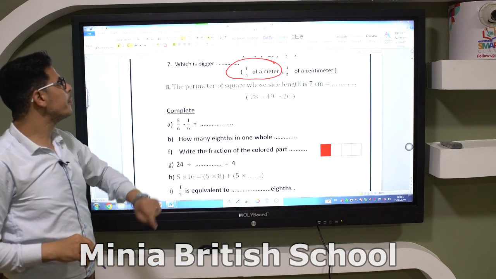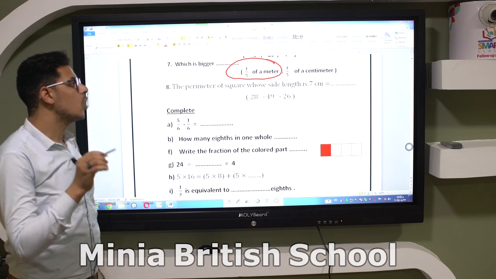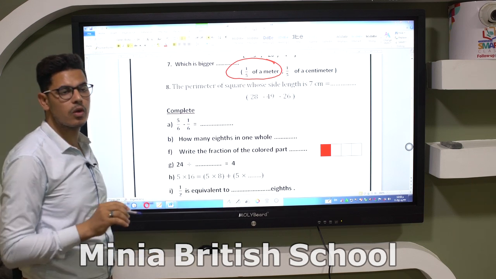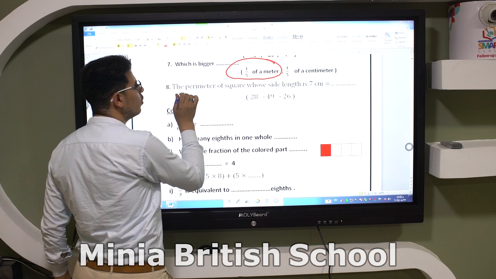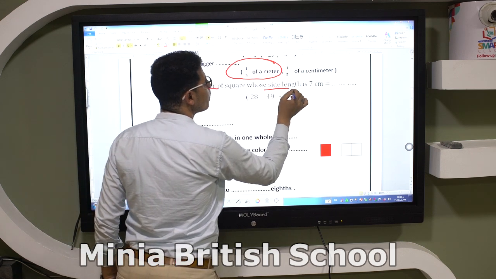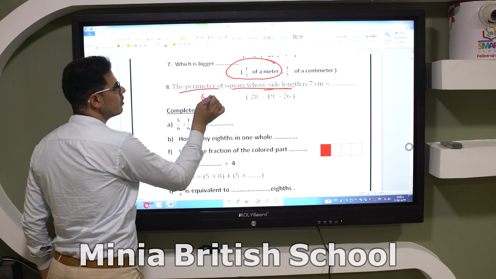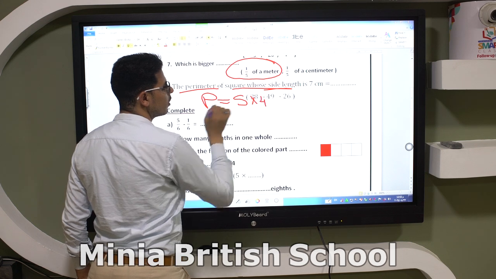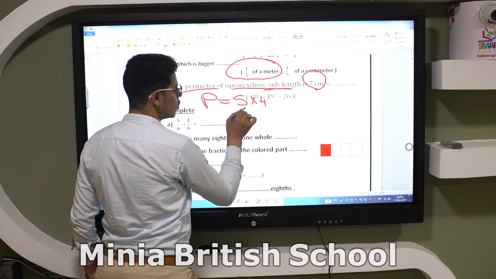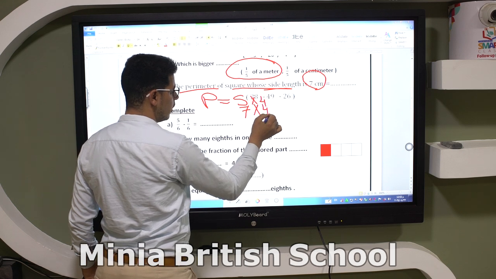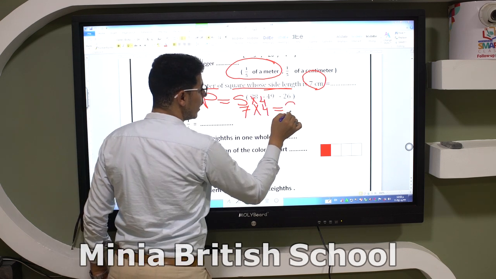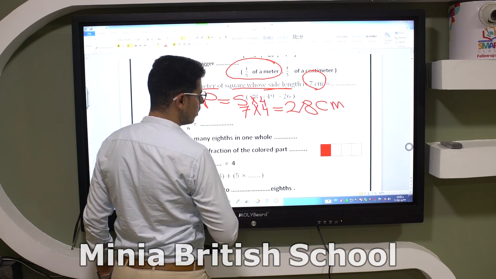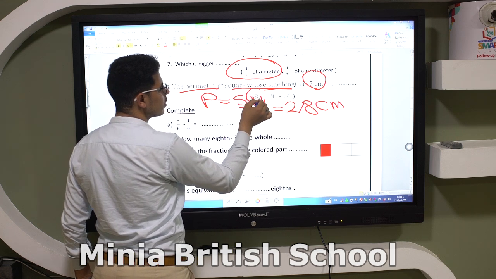Again, the perimeter of a square whose side length is 7. How can I find the perimeter of any shape? I will write the rule first. Perimeter of a square equals side length times 4. The side length equals 7. So it will be 7 times 4 equals 28 centimeters. Here I will choose the first one.